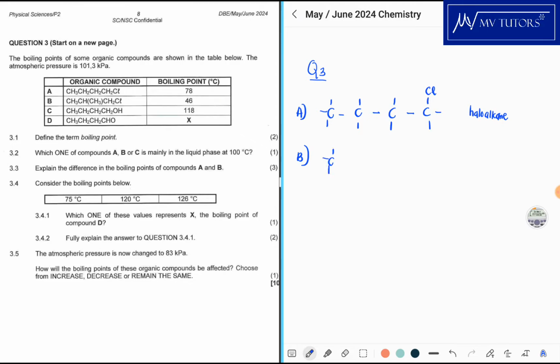And then B, CH3, CH, so I have one H and then a branch there, and then CH2, Cl. Okay, I think it's also a haloalkane as well. So A is a straight haloalkane, and now I have a branched haloalkane.